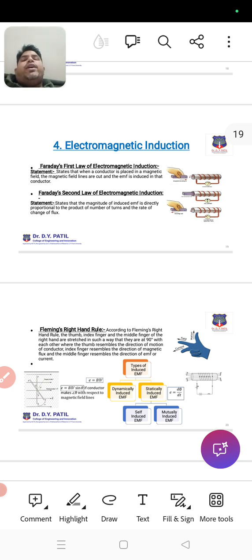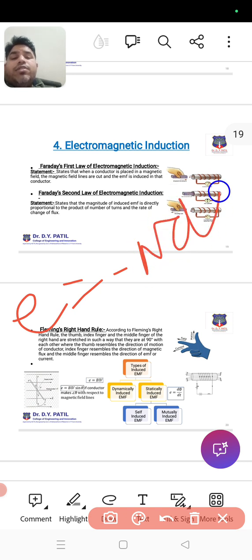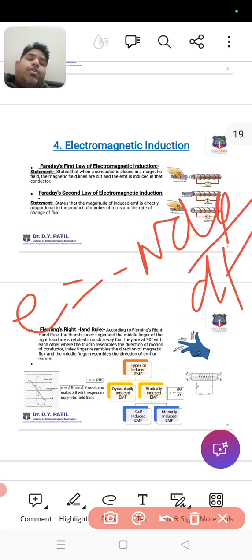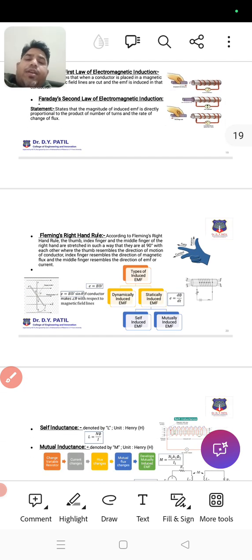The second thing is electromagnetic induction, Faraday's first law. When any conductor is placed in a magnetic field, an induced EMF is generated inside that conductor, we all know. Faraday's second law states that E is equal to minus n d phi upon dt, meaning induced EMF is directly proportional to the product of the number of turns and the rate of change of flux with respect to time. It's nothing but Fleming's right hand thumb rule, which we have already discussed at the start.